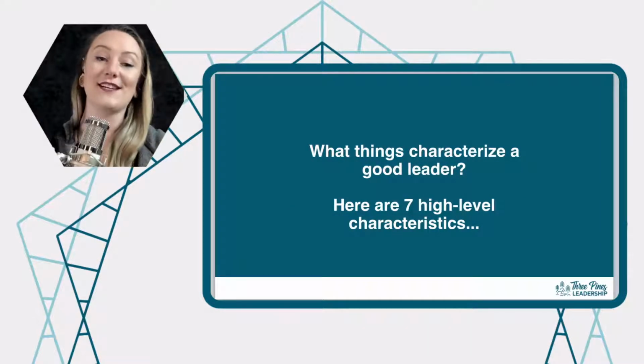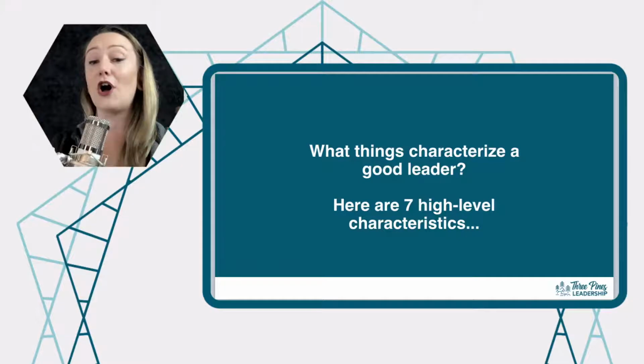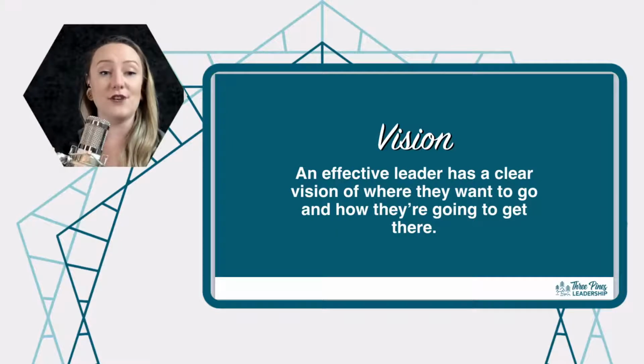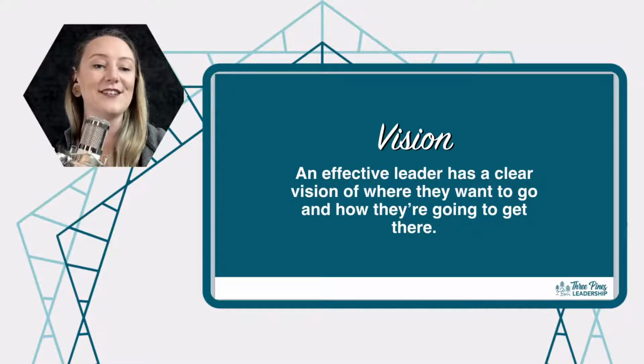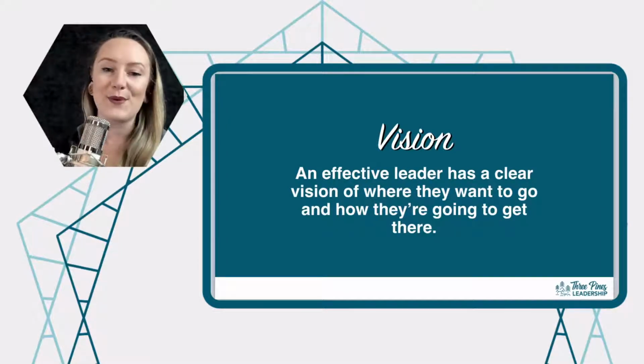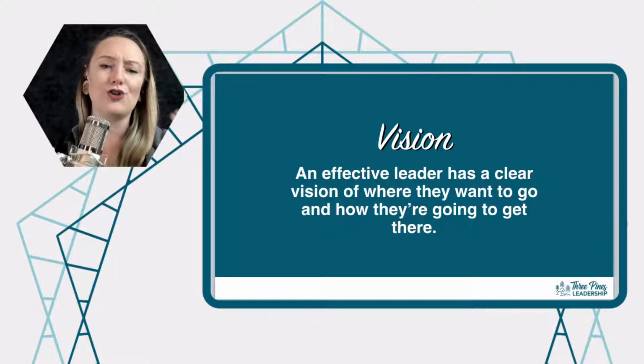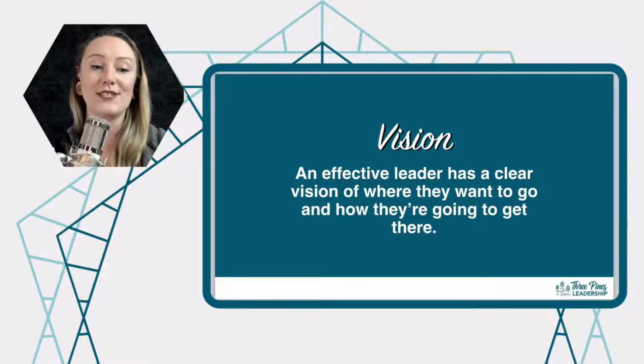Now, what characterizes a good leader? Well, there's a lot. So let's go over the 7 high-level characteristics. So first, we have vision. An effective leader has a clear vision of where they want to go and how they're going to get there. They understand where they currently are and are crystal clear on what it's going to take to get them to where they want to be.